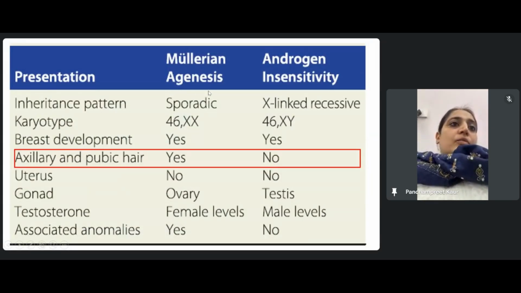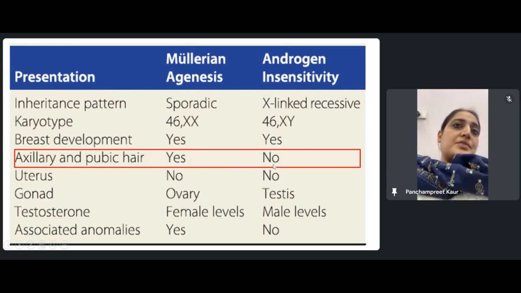So this is a broad slide which shows the differentiating features between both. Broadly, as we've discussed, the major one is the axillary or pubic hair, which is present in Mullerian agenesis and may be sparse or absent in androgen insensitivity. A very important difference is the gonad: it is the ovary in Mullerian agenesis, and it is the testis in androgen insensitivity syndrome.